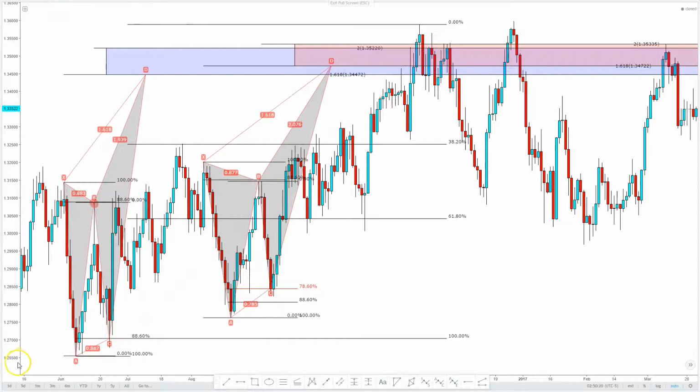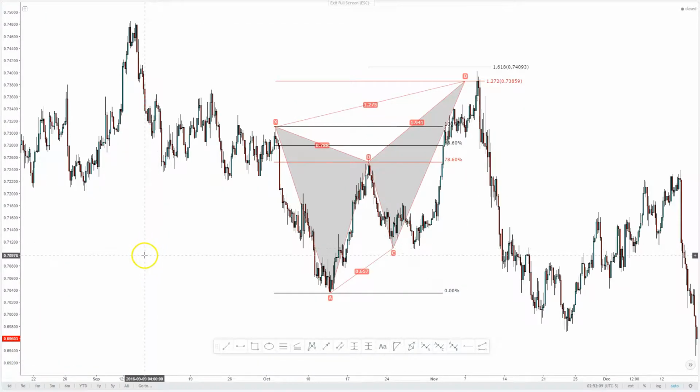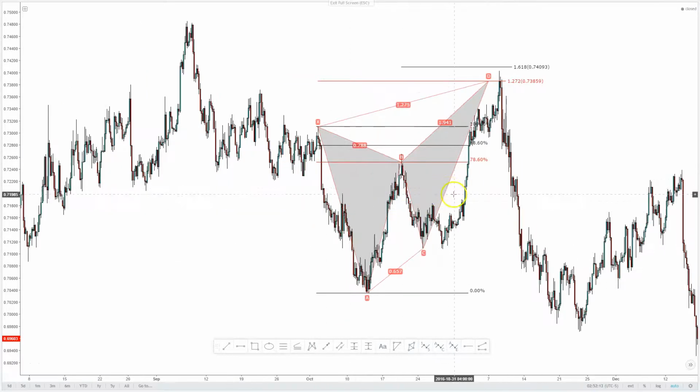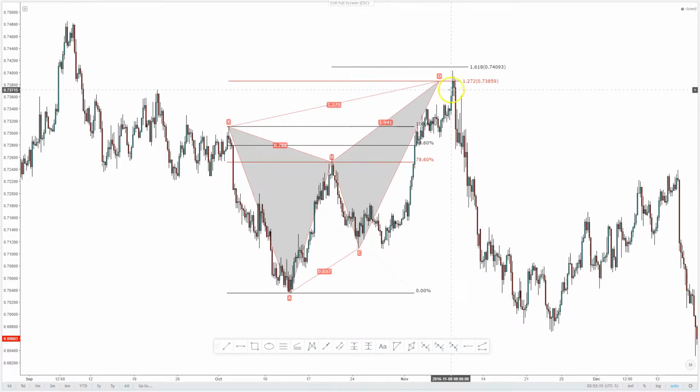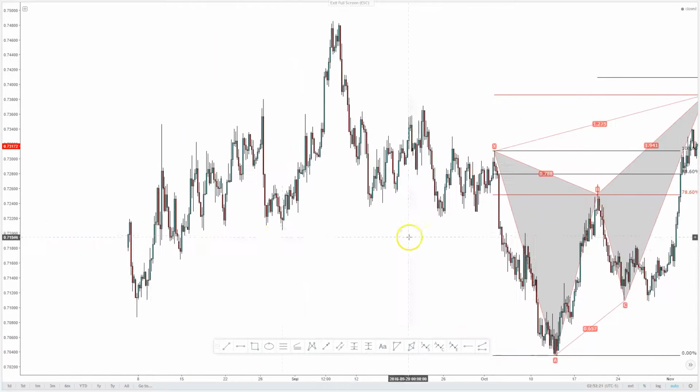One second, let me switch over. I'm going to show you a bearish crab. This is a bearish butterfly. I was just scrolling through and I spotted it. 127 right here. It's beautiful. It's just so easy to see once you know what to look for. These harmonic patterns are so easy to see.